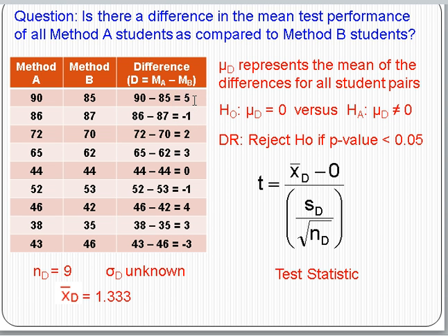If there is a difference, then we expect to obtain values that are significantly different than 0. If there's no difference in method A and method B, then most of these differences should be relatively close to 0.